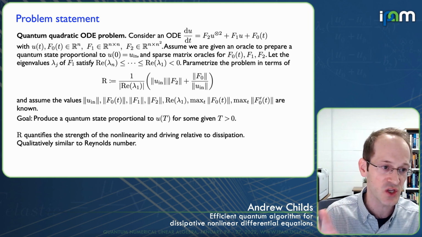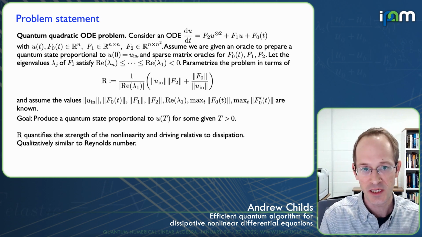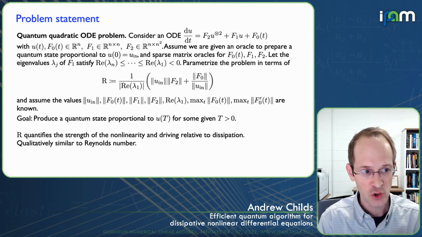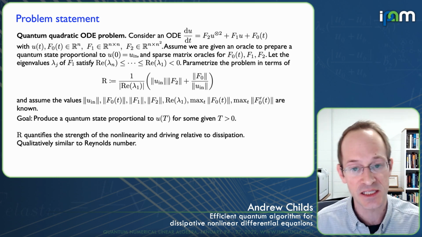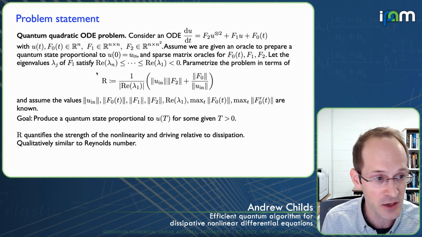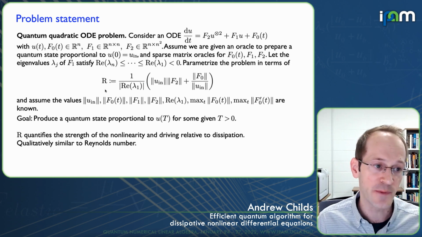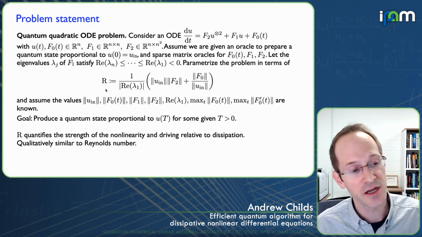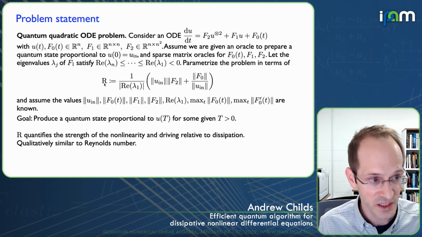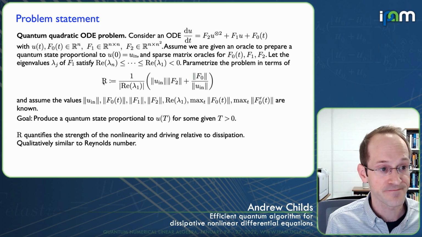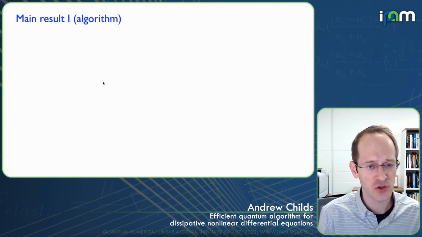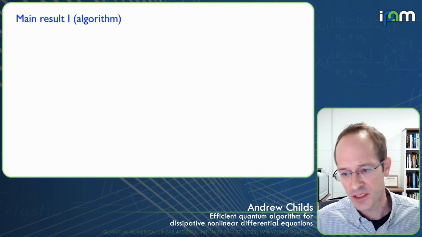And so we have 2 main results that I want to briefly tell you about for this problem. One is an algorithmic result that says that for some values of R, we can give an efficient algorithm. And the other is a lower bound result saying that in another regime of R, we can prove that there is not an efficient algorithm. Okay. All right, so let's start with the algorithmic result.